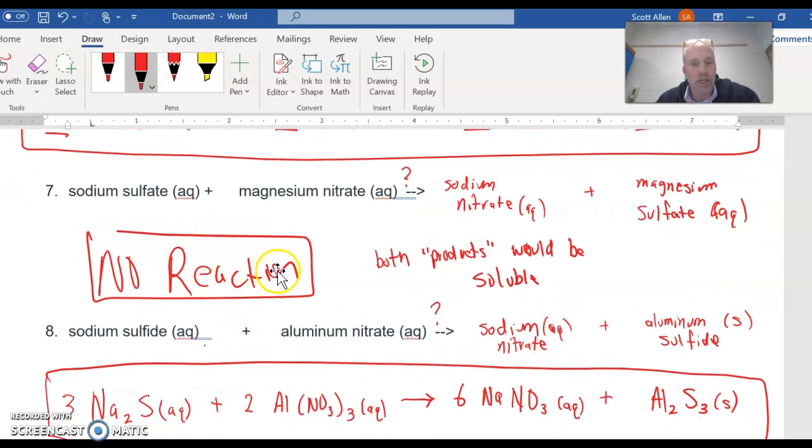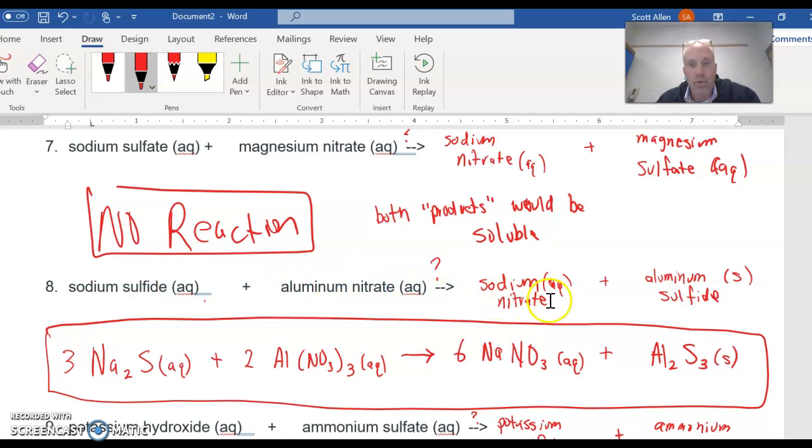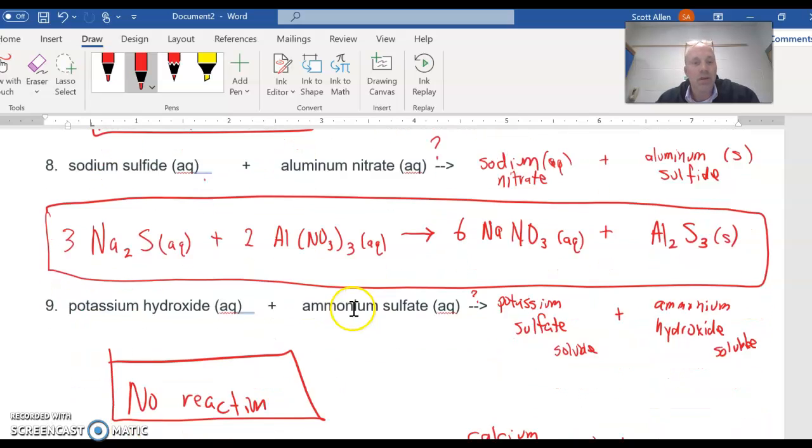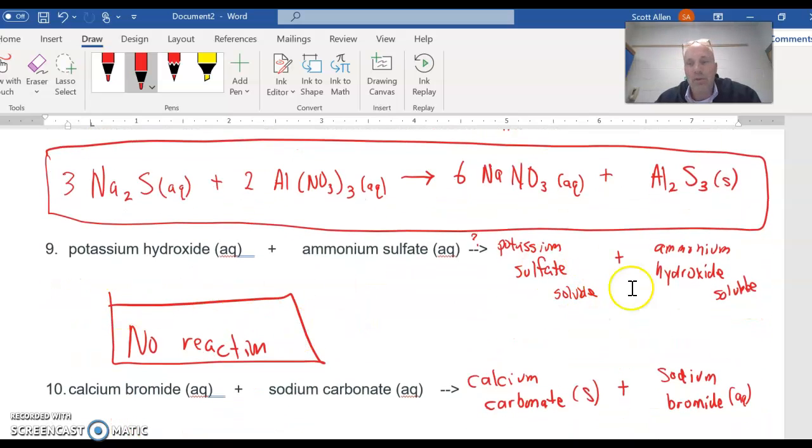For the next one, we look at the possible products. Aluminum sulfide is not soluble. That's why we give the S for solid there. And then we bring down, we make all of the formulas, and then we balance the equation. This is what we would get. The next problem, both of the potential products would be soluble, so it's no reaction.